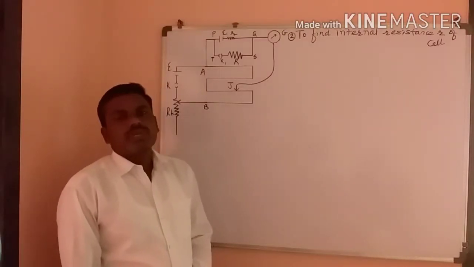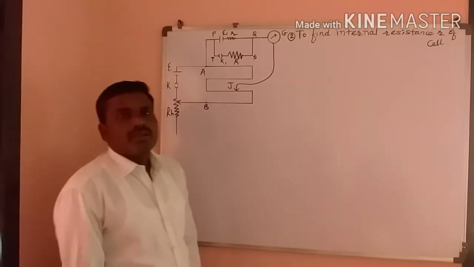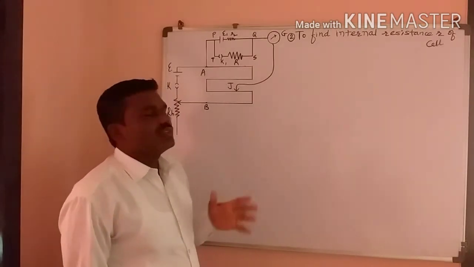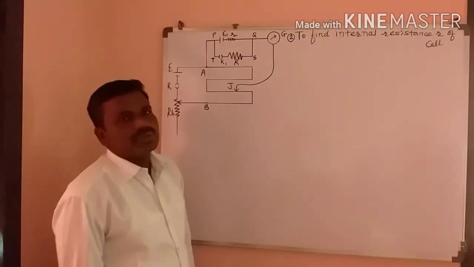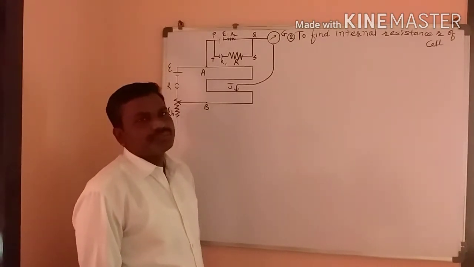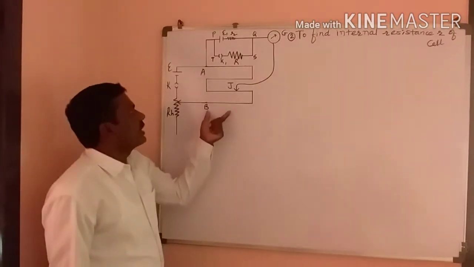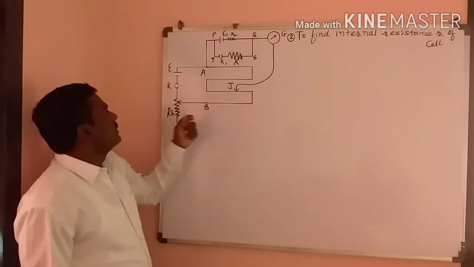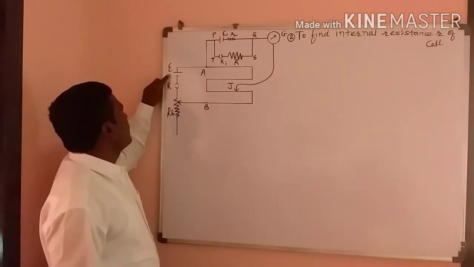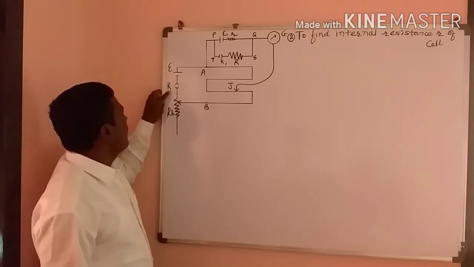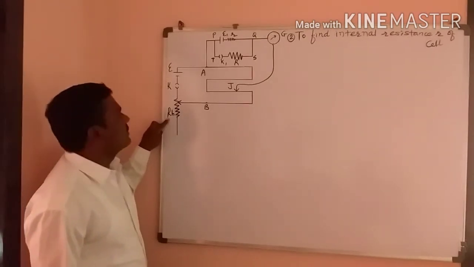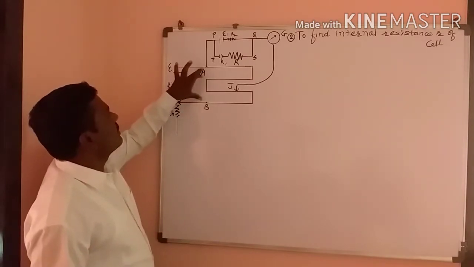Friends, today we will learn the second application, or second use, of the potentiometer: to find out the internal resistance of a cell. Consider a potentiometer set up in such a way that the EMF of cell E, key K and a rheostat are connected in series with the potentiometer wire AB.